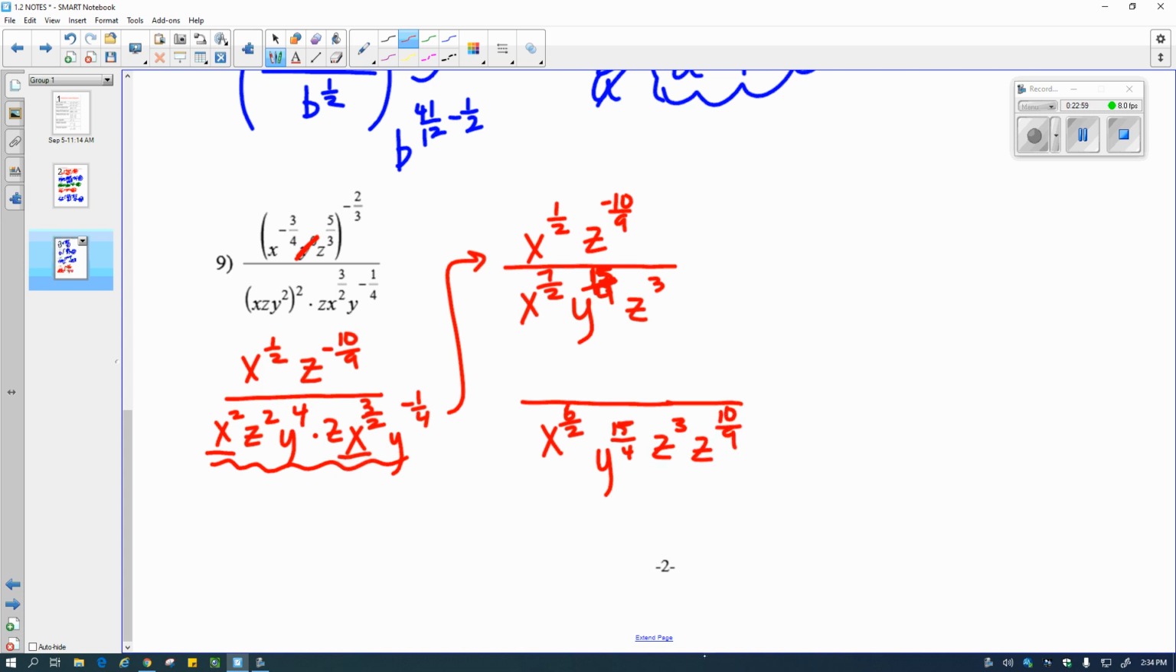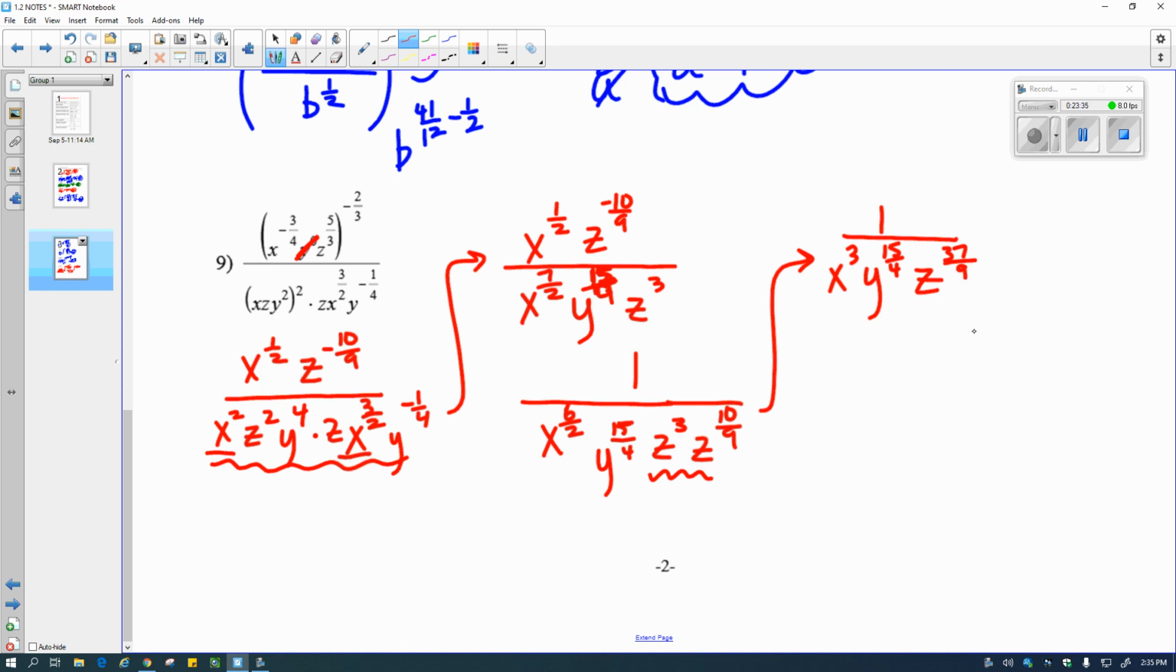Well, now I wiped everything off the top, so I replaced that with a 1. And then I can combine my z's. So 1 over x to the 3rd, 6/2 I reduced down to 3, y to the 15/4. And then z, I'm going to have to add those together. So I'm going to do 3 plus 10/9, and put that in proper form. So z to the 37/9 is what I end up with there.